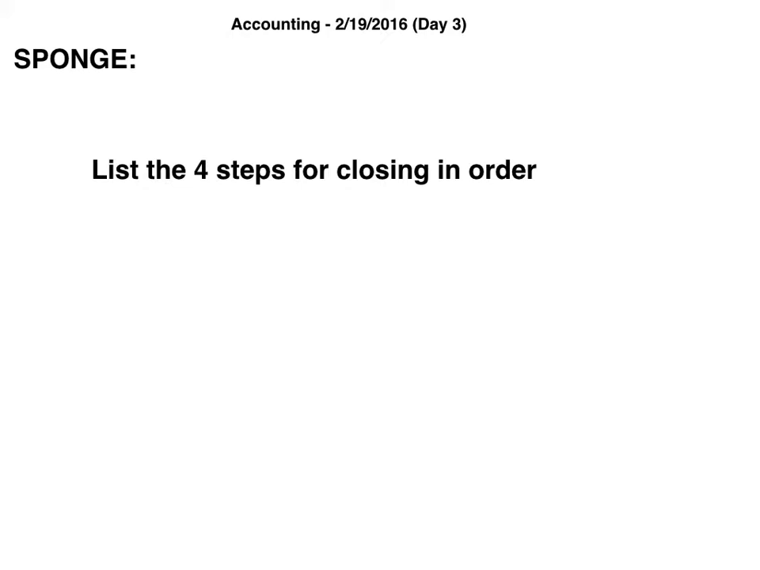is another temporary account. Step 3, we're going to take the money now from the income summary, and we are going to transfer that by closing it out into the capital account. And our last step is we have the withdrawals account, and we're going to transfer that money into the capital account as well as our last step. And then we should be all done with the closing process.